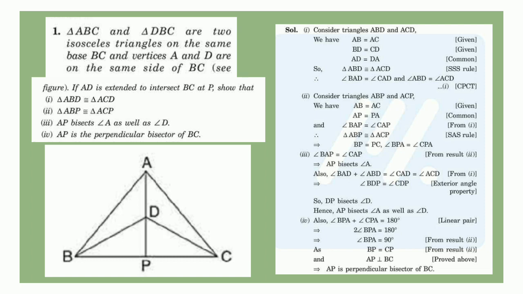Then subquestion D, AP is the perpendicular bisector of BC. See, angle BPA plus angle CPA is making a linear pair, that is 180 degrees. The sum of those two angles is equal to 180 degrees. We know that the two angles are equal. So we can write 2 of angle BPA equals 180 degrees. So angle BPA equals 90 degrees. That means those two angles are 90 degrees. So we can say AP is perpendicular to BC and also BP equals CP, already we proved. So we can say AP is the perpendicular bisector of BC. Okay.